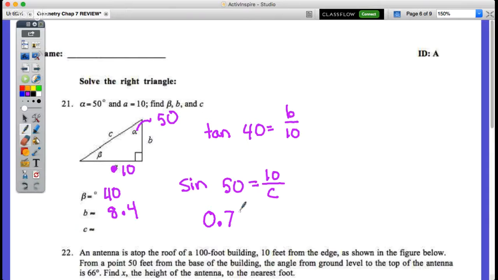0.7. Okay, I hear you saying 0.760 and I hear you saying 0.766, and those are the only two I hear. So what is it? 0.7660. So 10 divided by 0.7660 is what? 13.0541. Okay, so I'm going to round that to 13.1. Do we agree with that?